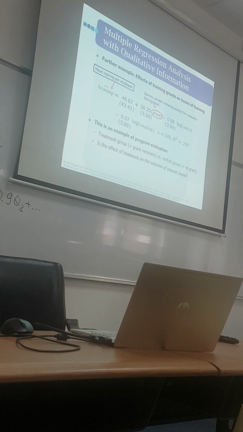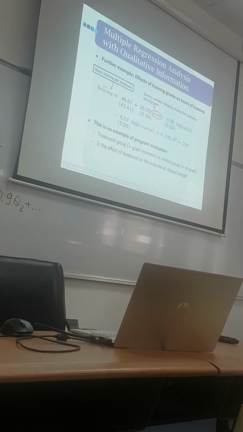Effect of vaccination on something, for example. So here the treatment group is the one that got vaccination. The other one we call the control group, that got no vaccination. And then you compare the performance.